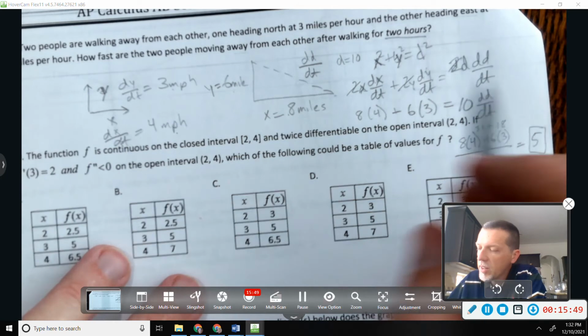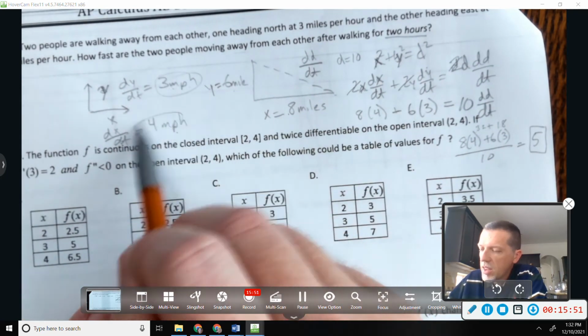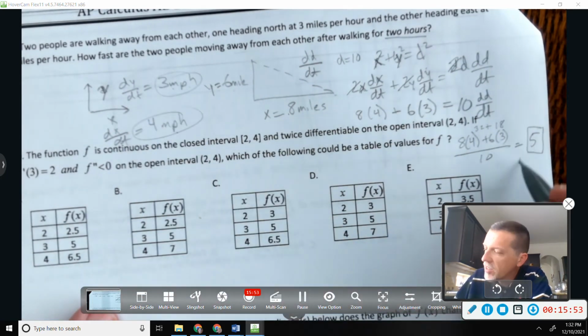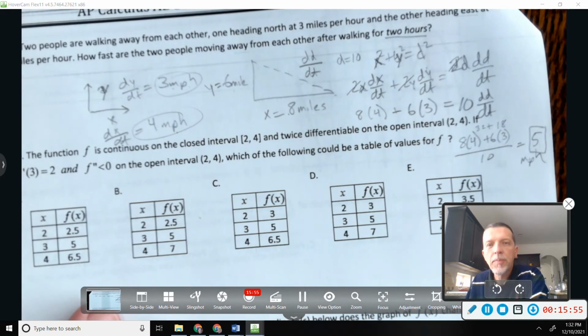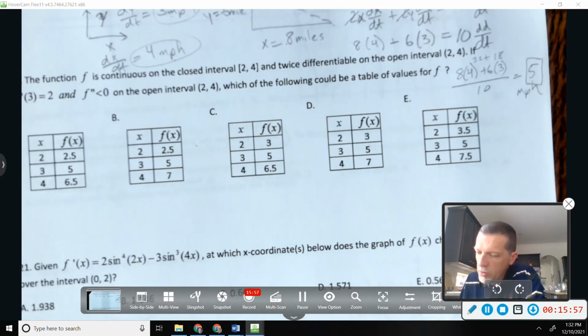I don't know if that's a 3, 4, 5, or if that's a fluke, or if that's why it's that. Skip number 20. Well, no, you don't skip number 20. I'm going to skip number 20.